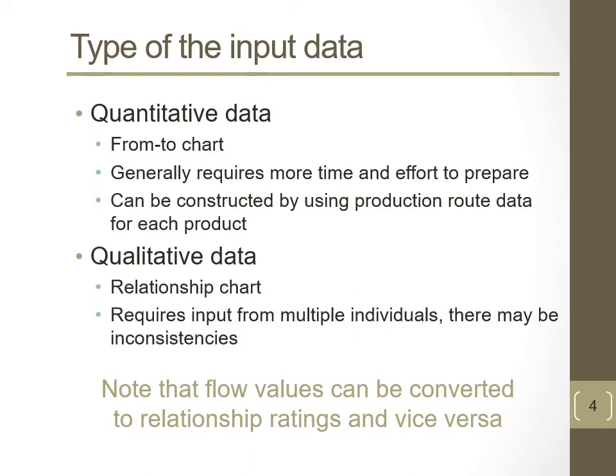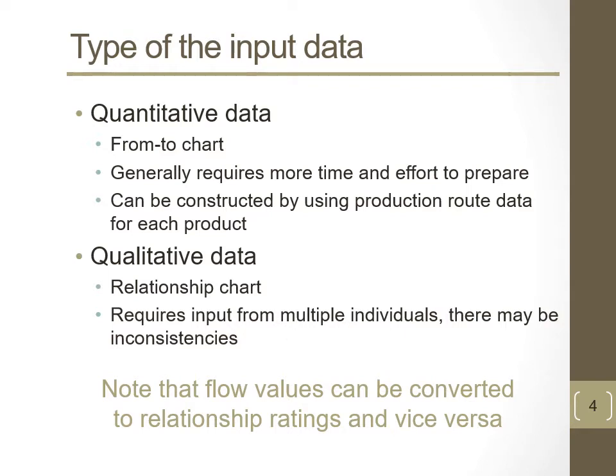You need to calculate each transfer between the departments or the machines, and you need to construct this from two charts. The other alternative to this is the qualitative data, which is summarized in a relationship chart, which is represented by key symbols like A meaning absolutely necessary, E meaning especially important, and so on. And in order to construct such a relationship chart, you may need to talk to or survey multiple individuals.